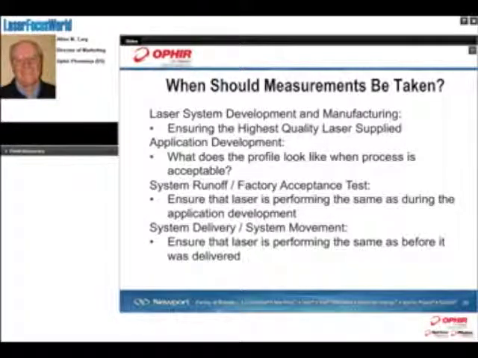Now, I realize we're talking with a lot of different laser users today, so I'm keeping it kind of general and trying to include just about everything that I can think of. But when should measurements be taken? Laser system development and manufacturing. If you are a laser manufacturer, you obviously need to be taking measurements on your beam just so you know that you are supplying your customers with the highest quality laser that you possibly can.